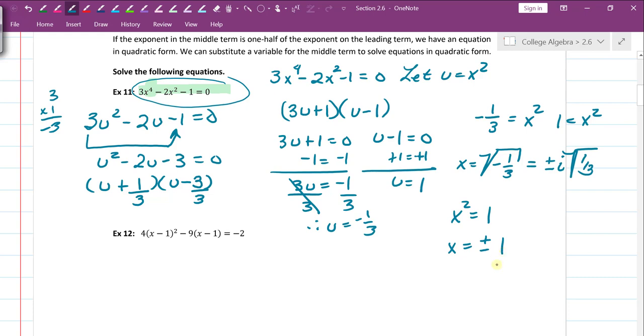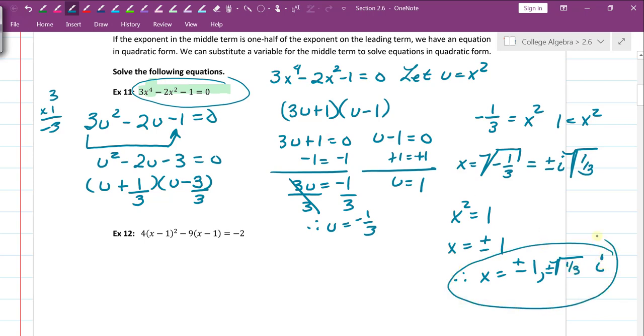So therefore, x is equal to positive or negative 1, and then positive or negative the square root of 1/3 i. And that is going to be our answer for problem 11. And that makes perfect sense.